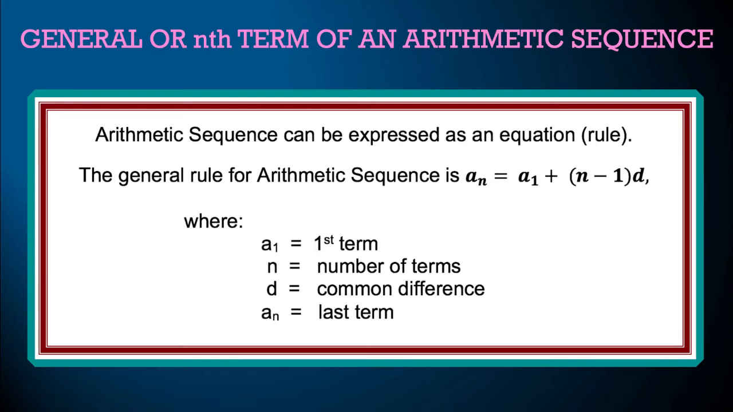So the general or the nth term of an arithmetic sequence, okay. So here is the general rule for arithmetic sequence. We have the formula a sub n equals a sub 1 plus the quantity n minus 1 times d, where a sub 1 here is the first term, n is the number of terms, d is the common difference, and a sub n is the last term.